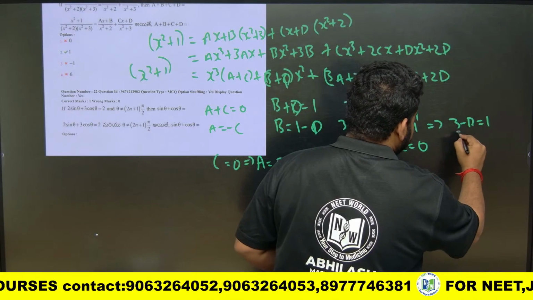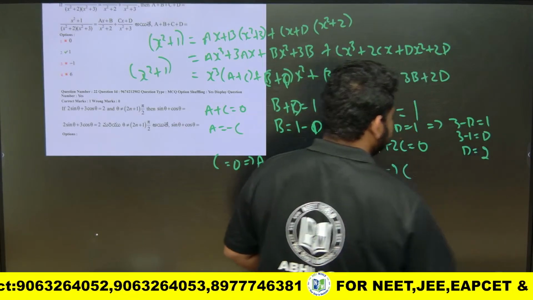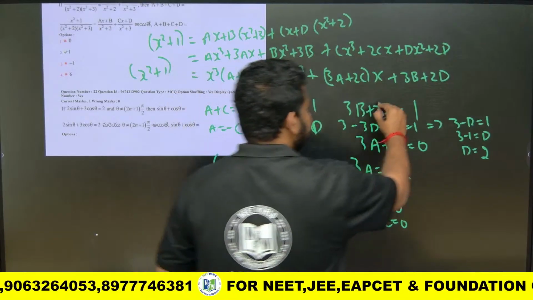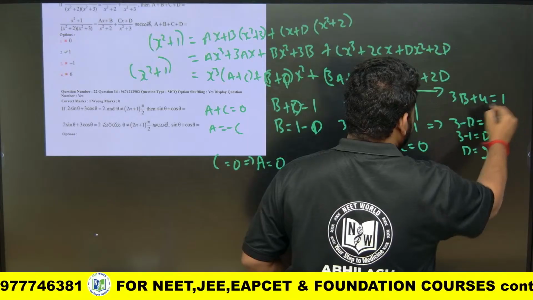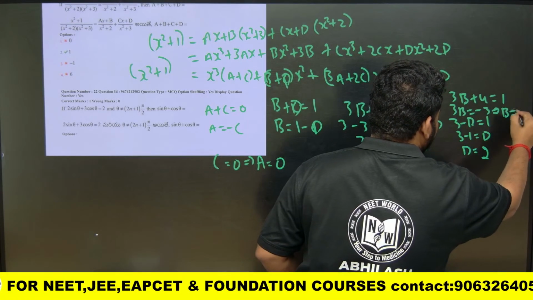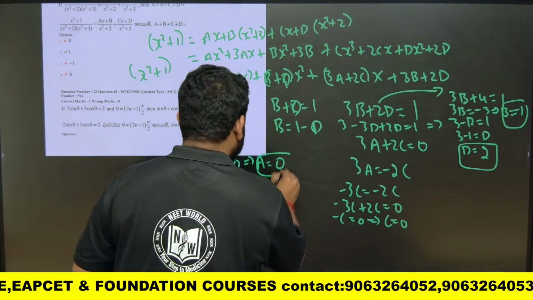That implies 3 minus 1 is equal to d. Okay, d is equal to 2. I got d is equal to 2. If I put d is equal to 2 here, I will get 3b plus 4 is equal to 1. So 3b is equal to minus 3, so this implies b is equal to minus 1. So we got b is equal to minus 1, d is equal to 2. Okay, a is equal to 0, c is equal to 0.